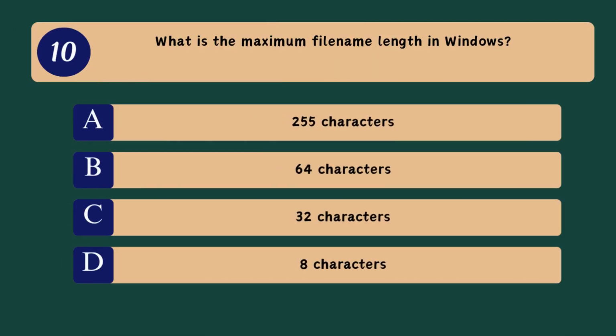Question 10. What is the maximum file name length in Windows? A. 255 characters. B. 64 characters. C. 32 characters. D. 8 characters.